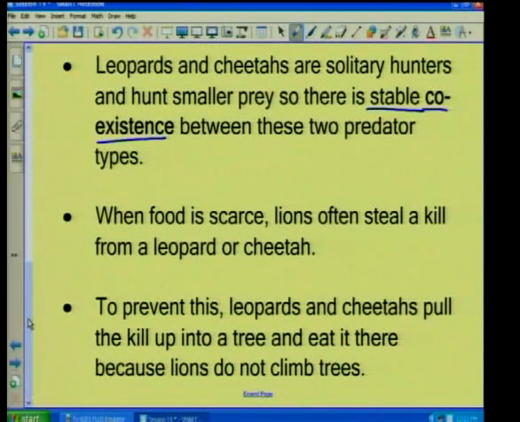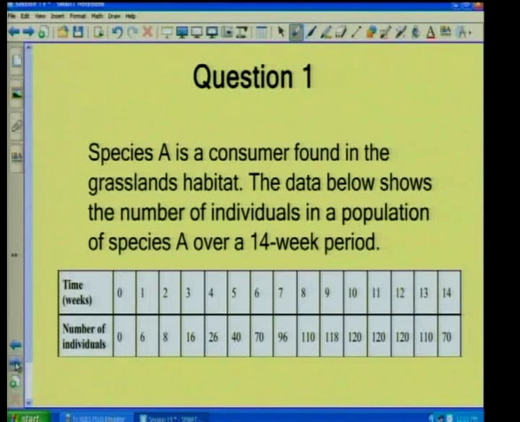Now, when the food is scarce, the lions sometimes steal the food from the leopard or cheetahs. And what do they do? Well, they go and stick their food up in a tree. Why? Lions can't climb trees. And I think that's so clever.